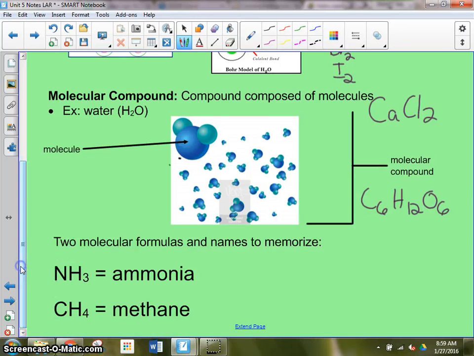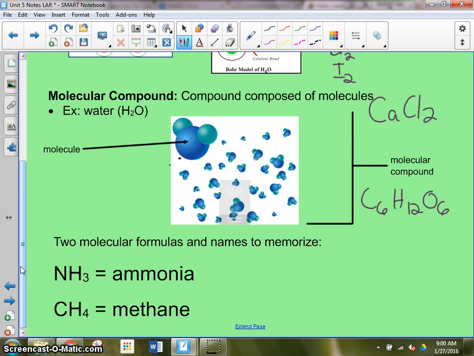Now, there are two particular molecular formulas that are really common that you will have to memorize their common names. We're going to learn a naming system for covalent compounds, but these have really stuck with their original names. So ammonia is NH3, and methane is CH4. Methane is something called an organic compound, and organic compounds have their own special naming system. Because it's such an important organic compound, we name it using that system instead of the regular covalent naming.